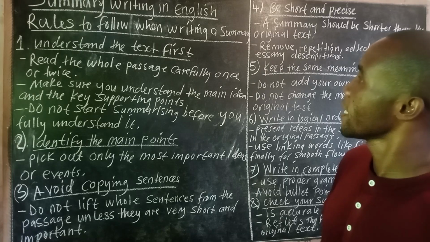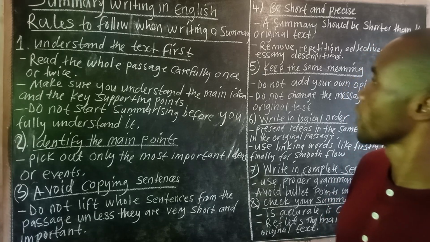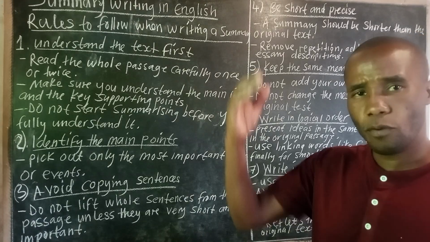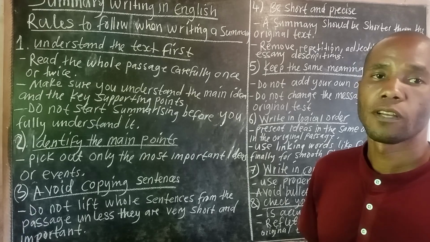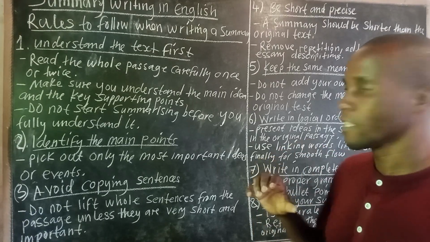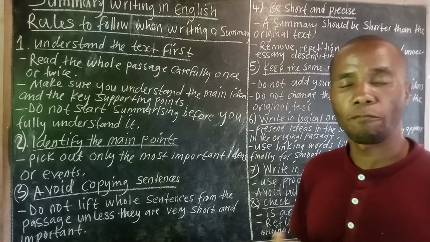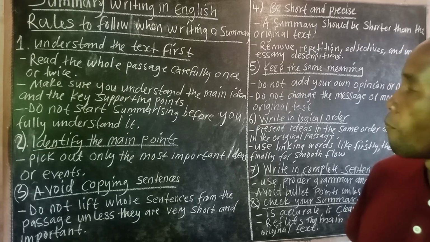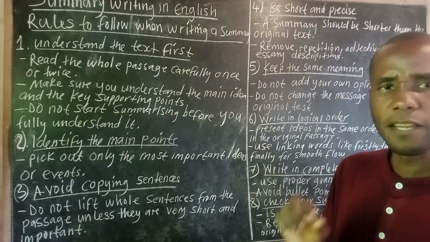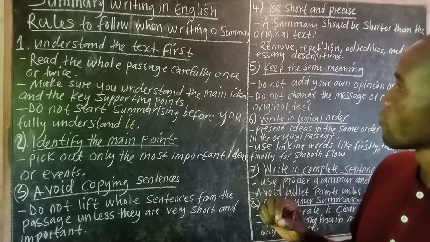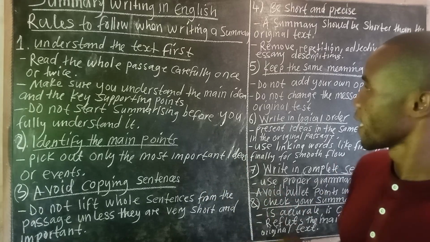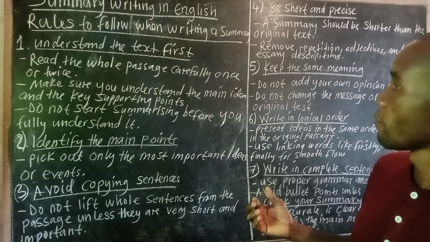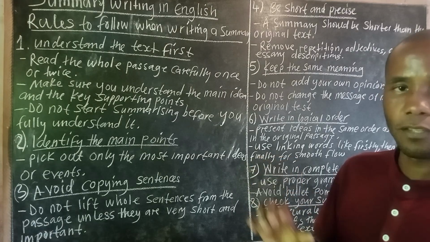Then the next point under understand the text first: make sure you understand the main idea and the key supporting points. As you are reading through the passage, make sure you understand the main ideas and supporting points. If you have a pencil, and you should have it, it's a must, as you are reading you are able to underline in faint color. You just underline to say, okay, this is the main point. Very important, because that will enable you, when it comes to summarizing, to target those points that you have underlined already.